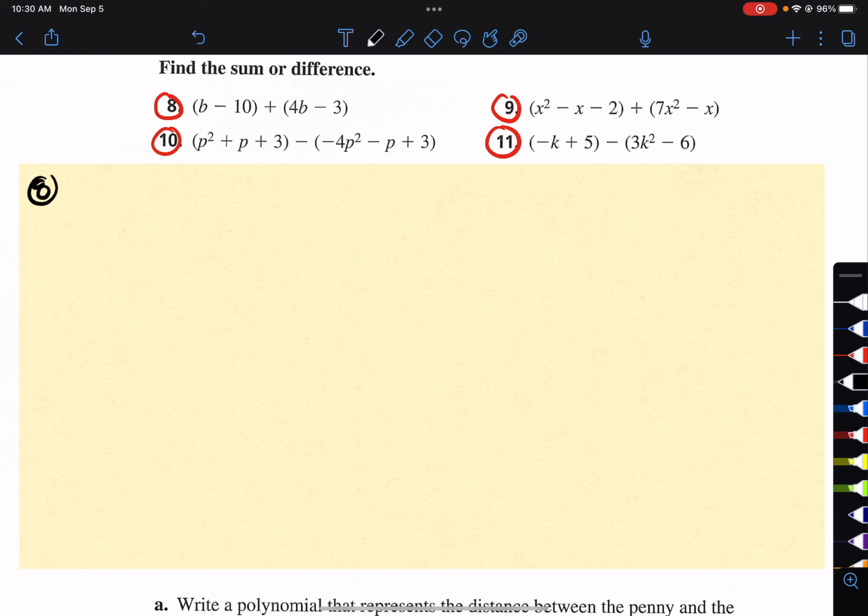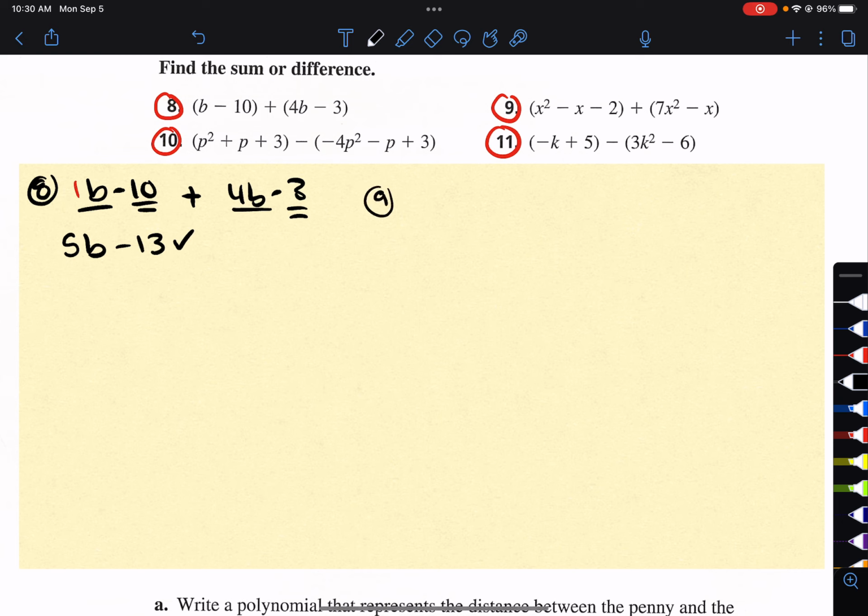So number 8 is b minus 10 plus 4b minus 3. Now, there's no exponents on the outside. I don't have to worry about anything, so I can just go ahead and get rid of those parentheses and add things together. There's no squares or cubes. There's a 4b and a b. Remember, that's kind of like a 1b right there. So 1b plus 4b's, that's 5b. And then I have negative 10 minus 3. That's negative 13. So my final answer would be 5b minus 13.